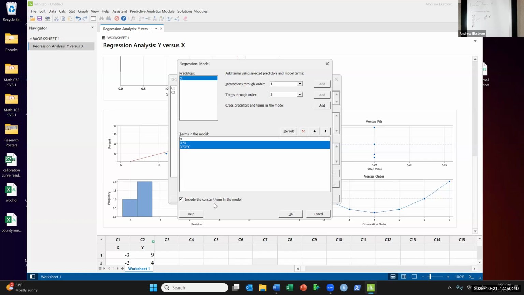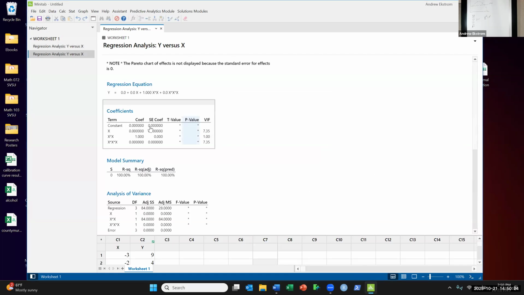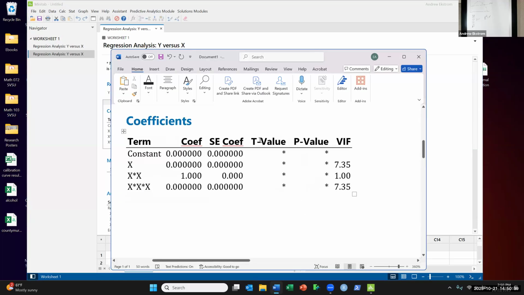Include constant term in the model. Yeah, that's fine. So now I'm going to click OK. I'm going to keep everything else as it is and click OK again. What happens here is we've got a new table with coefficients. The t-values and the p-values here are completely starred out. Part of the reason for this is that in the data I put in here, there is absolutely no variability at all.